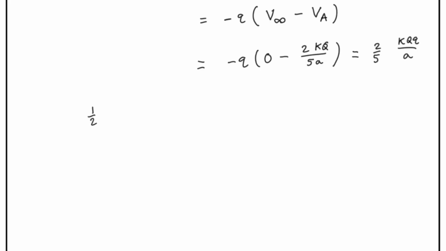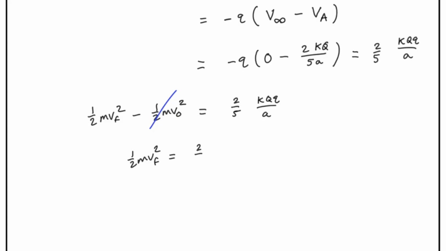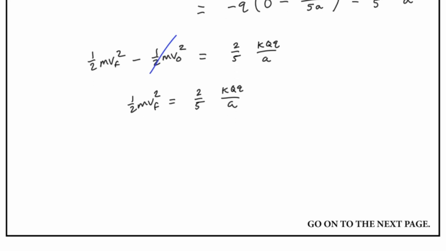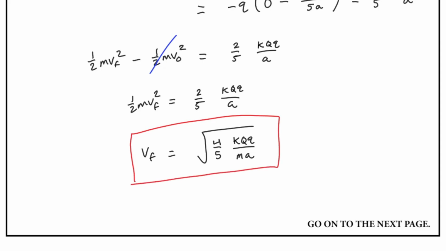So now we know our delta K, which can be expressed as the change in 1/2 mv squared, is equal to that positive 2/5 kQq over a. Starting velocity 0. So 1/2 mv squared is equal to 2/5 kQq over a. Multiply by 2, divide by m, take a square root. Vf would be the square root of 4/5 kQq over m times a. You could take out the 2 if you really want.